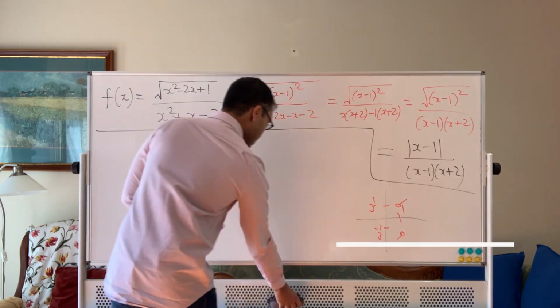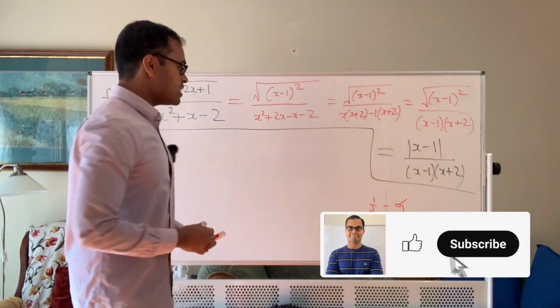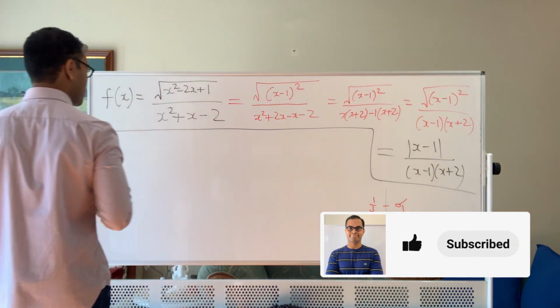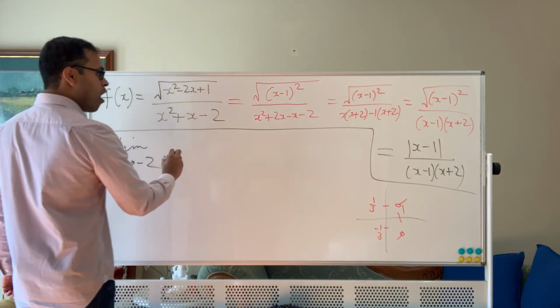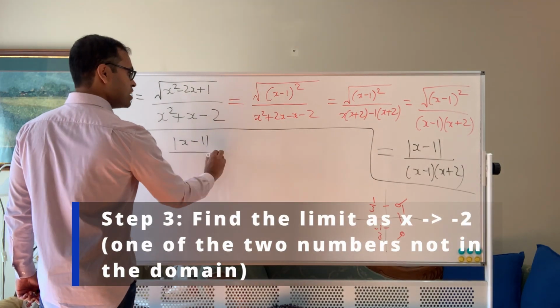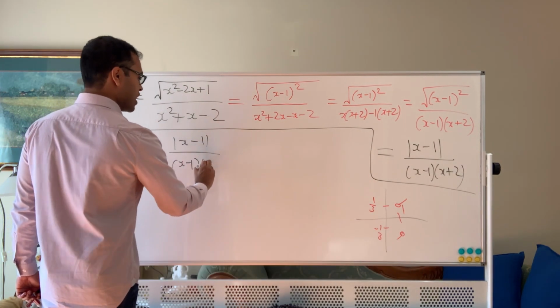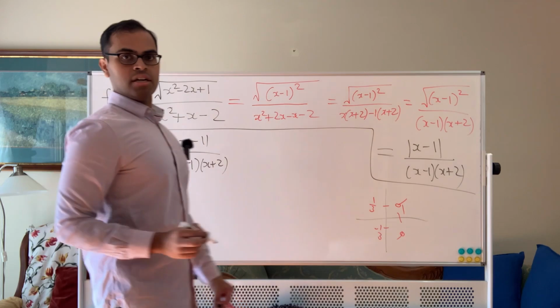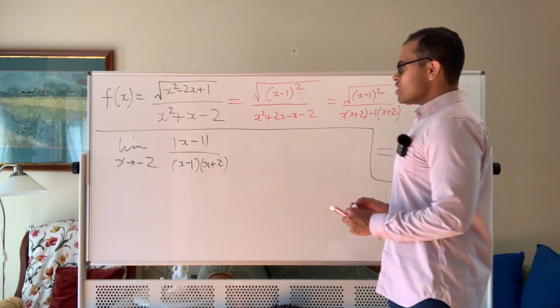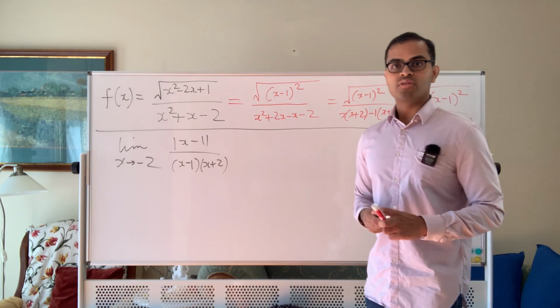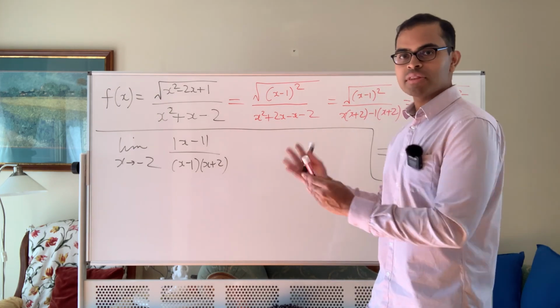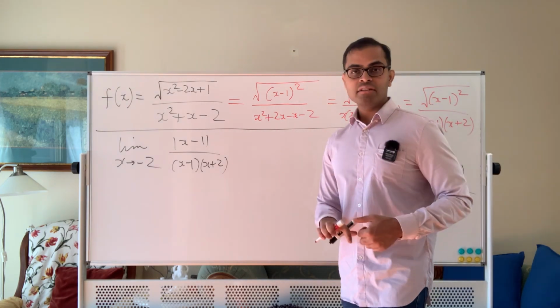Okay, so what we're going to do is take the limit as x goes to negative 2 of this expression. So it's going to be the limit as x approaches negative 2 of absolute value x minus 1 divided by x minus 1 times x plus 2. Okay, so that's the limit we're looking at. And what we see is that we plug in. Always plug in to diagnose. It's like you're a doctor trying to diagnose what the problem is, so you need to plug in to do that.